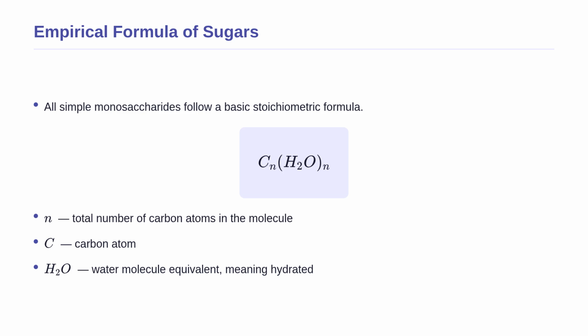For every one carbon atom, there is exactly one water molecule equivalent, which is why they are called carbohydrates, meaning hydrated carbons. If the value of n increases, the sugar molecule becomes longer and heavier. This physical change directly alters properties like how easily the sugar dissolves in water and how sweet it tastes to us.